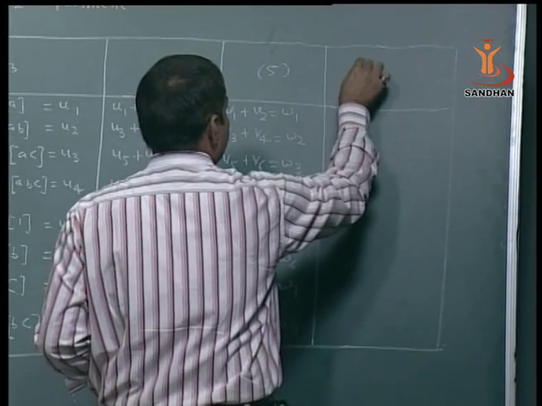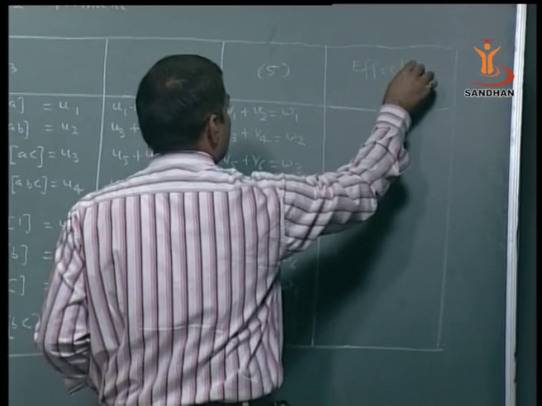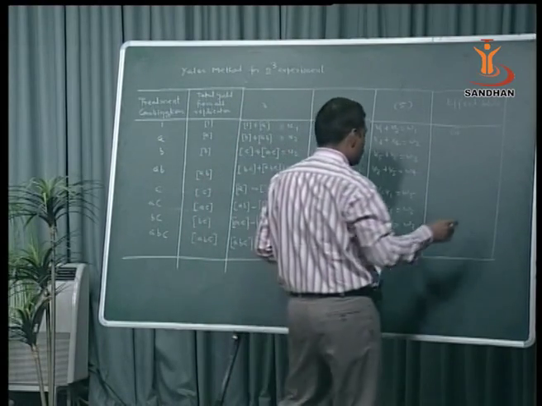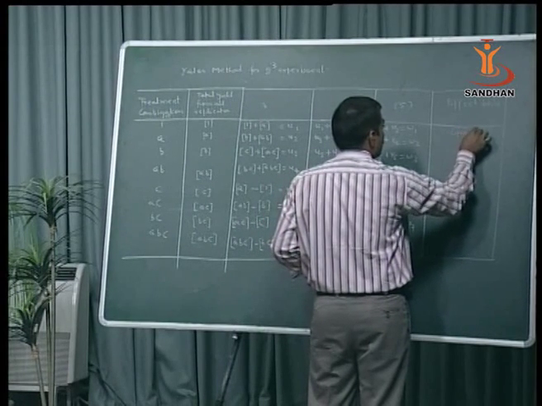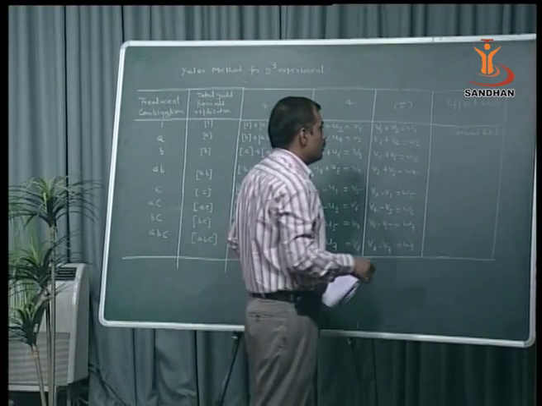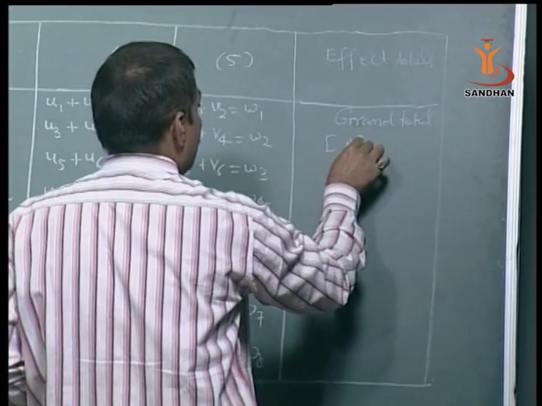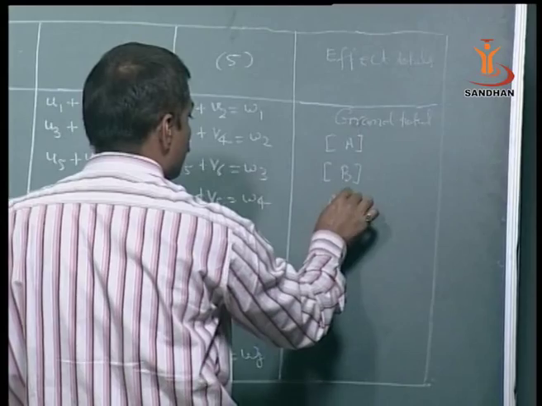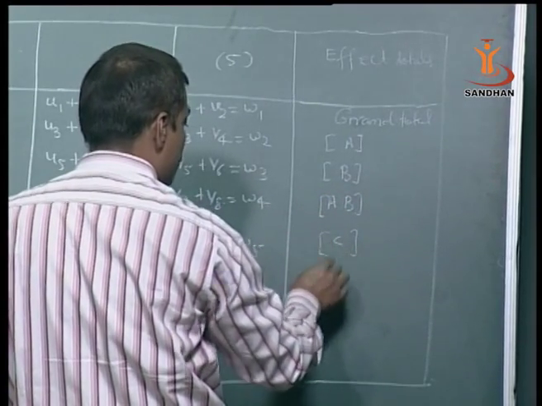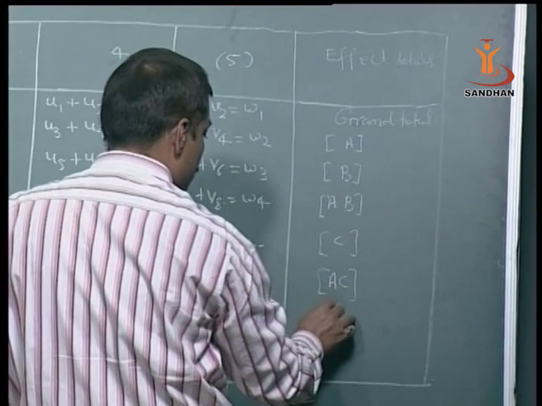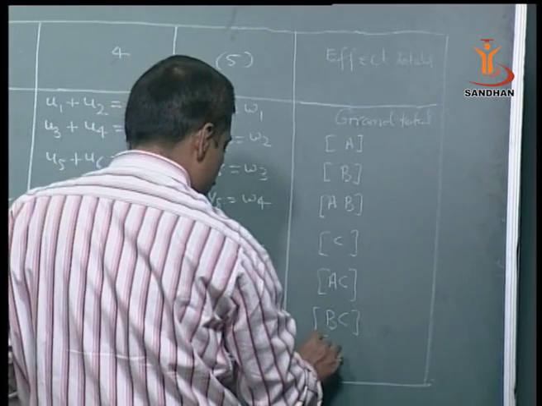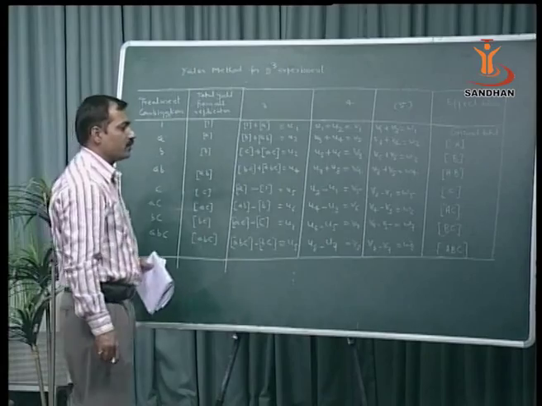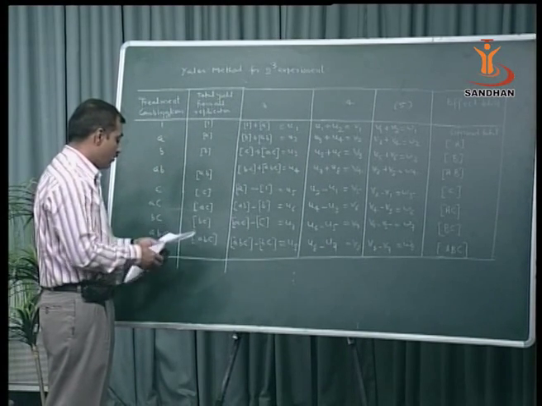Next is effect totals. This will give you the value of G, the grand total. This is the effect of factor A, this is B, this is AB, this is C, this is AC, this is BC, this is ABC. So using Yates method, we can find the effect totals in the simplest way. Now we take an example.